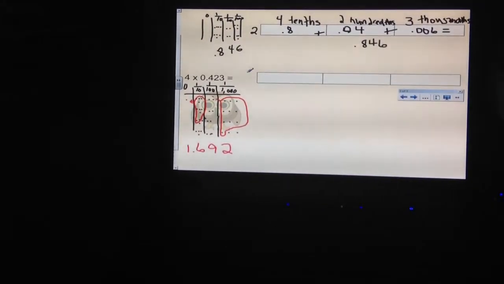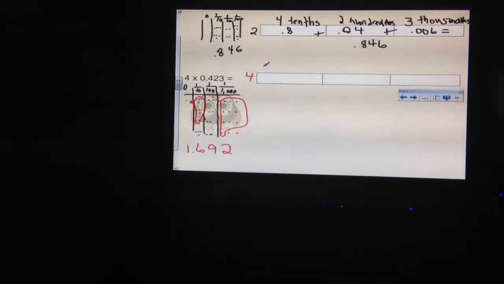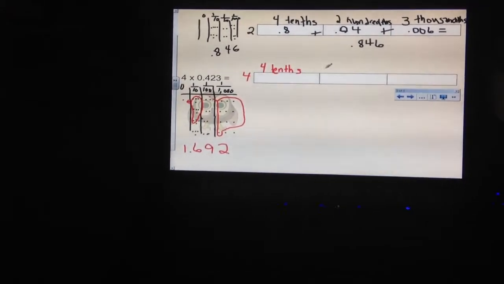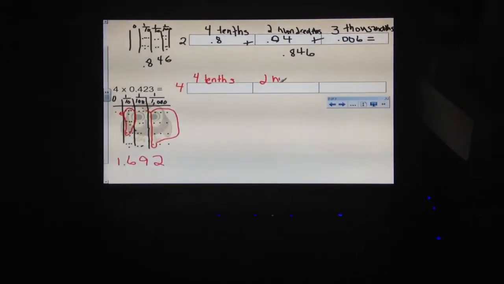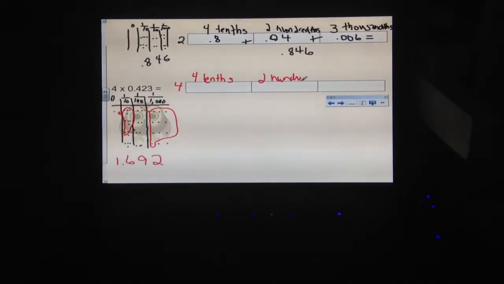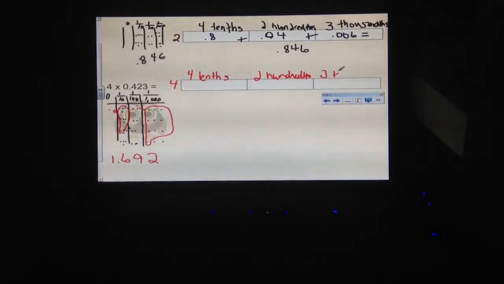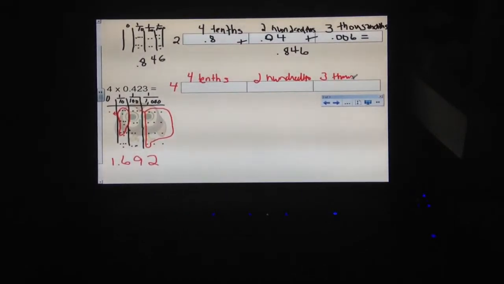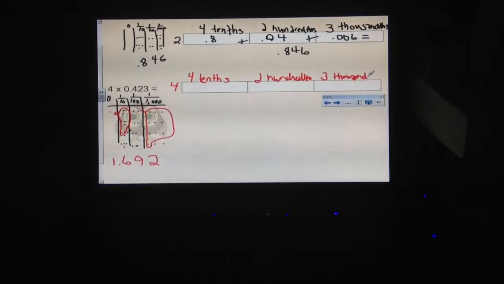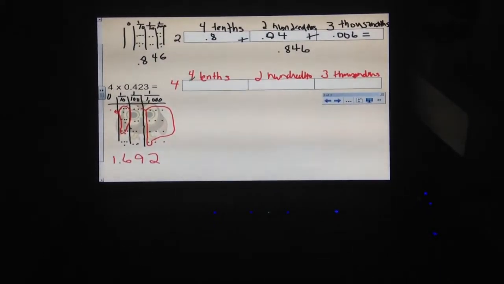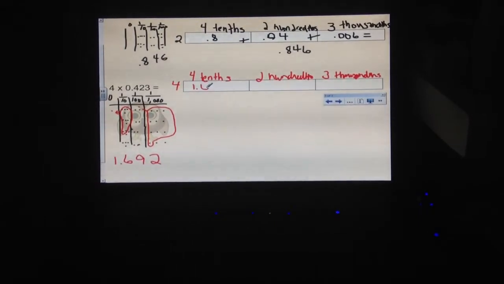So over here, I want to do the same thing, but I'm using the partial products. So I had 4 tenths, 2 hundredths, 3 thousandths. Okay, so 4 tenths. 4 times 4 is 16. 16 tenths actually looks like that. You end up in the tenths place.